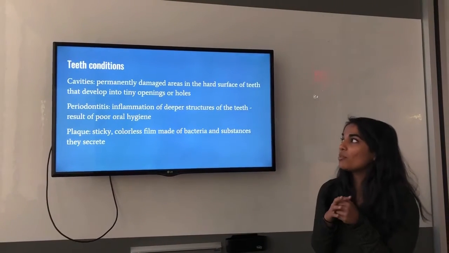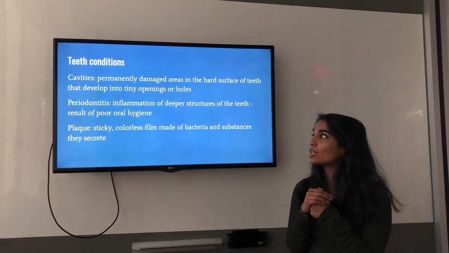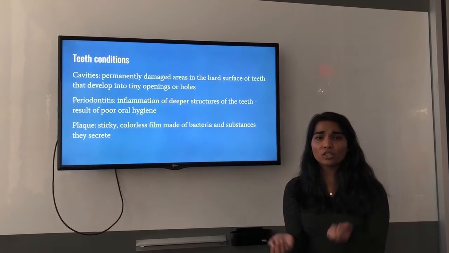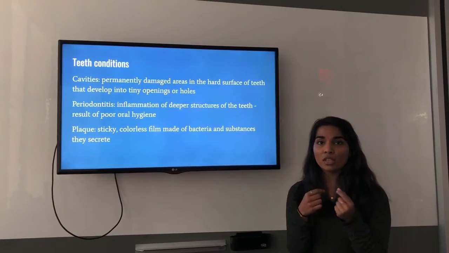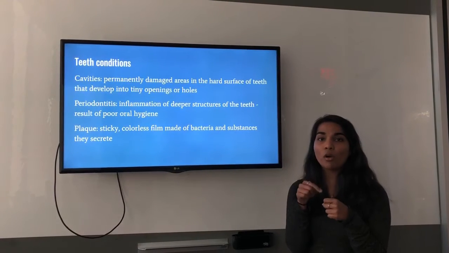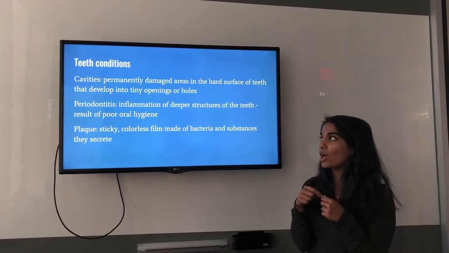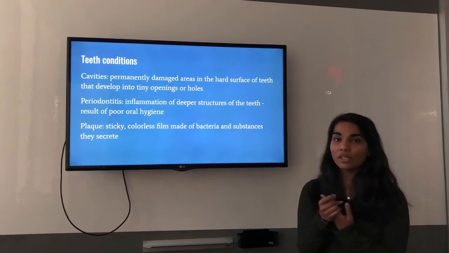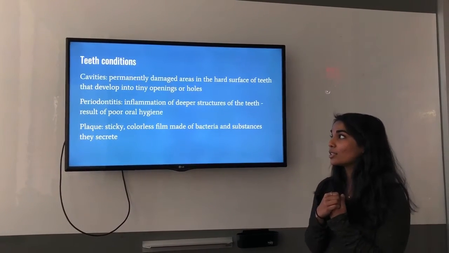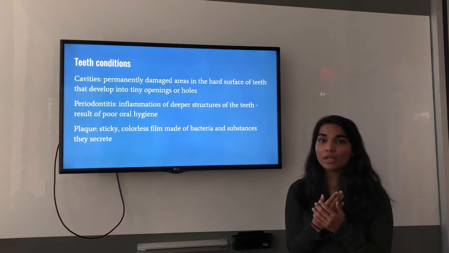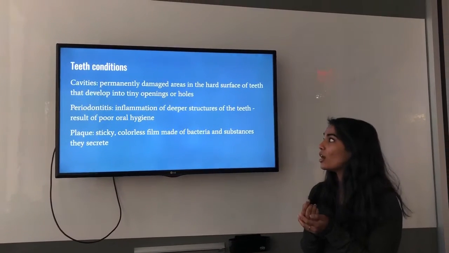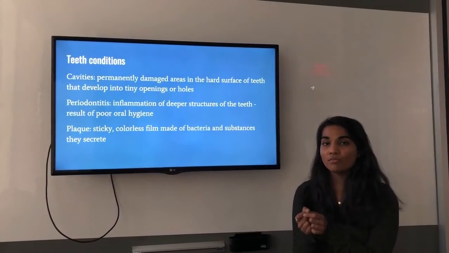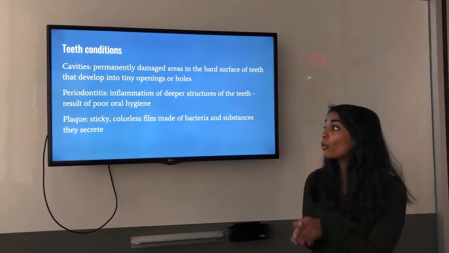Some conditions that happen with teeth are cavities, which you can get from a very small age, and that usually happens when you're eating a lot of sugar, and it damages the enamel, leaving small holes in your teeth, and you can get them filled with either a clear filling or metal filling. You can get periodontitis, which was explained by Kyle before, which is the inflammation of the deeper teeth structures, and that can come from just poor oral health.